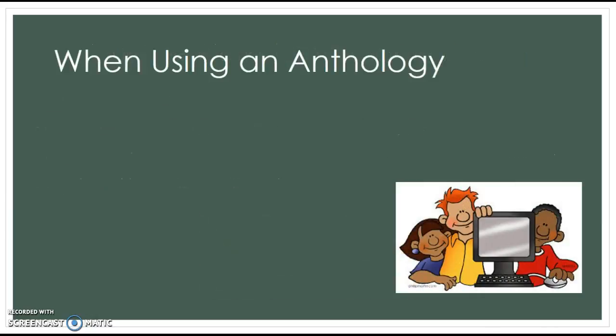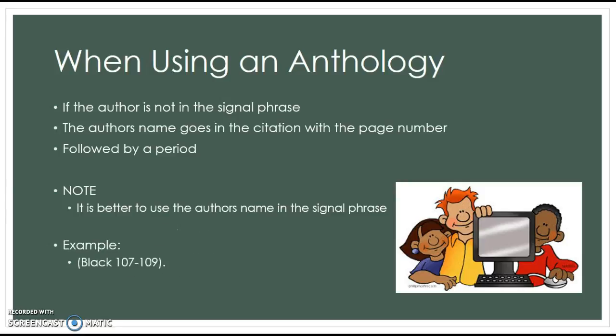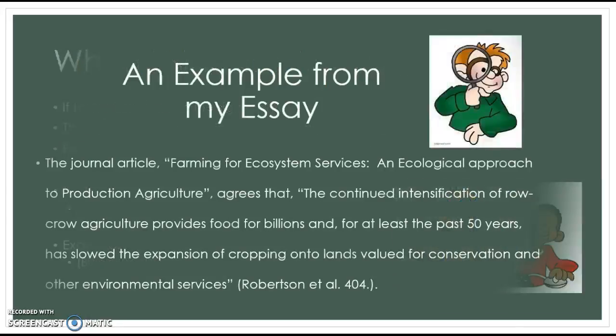Now, when using an anthology, if the author's not in the signal phrase, the author's name goes in the citation with the page number followed by a period. I will make a big note, it is better to use the author's name in the signal phrase to provide clarity to your reader. However, if you do not, this is how you will use an in-text citation. An example of this would be the last name of the author, and then the pages in which you used, all in parentheses, followed by a period.